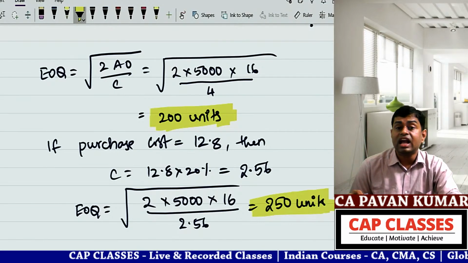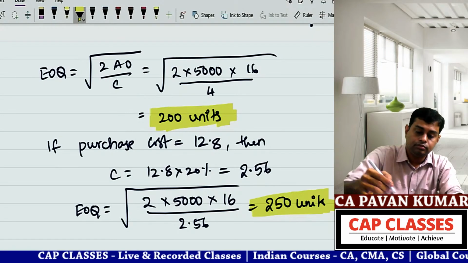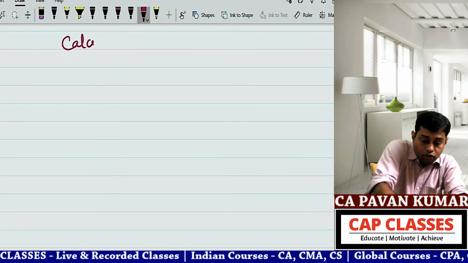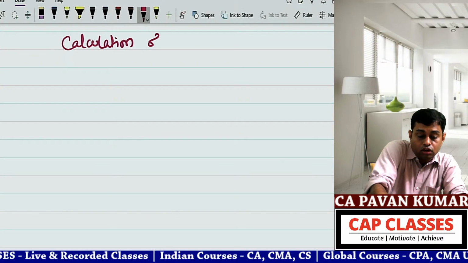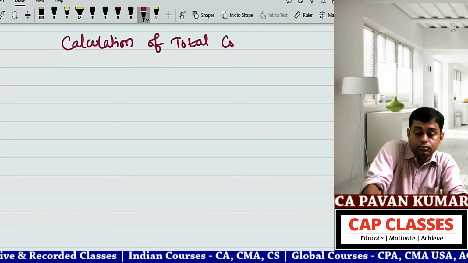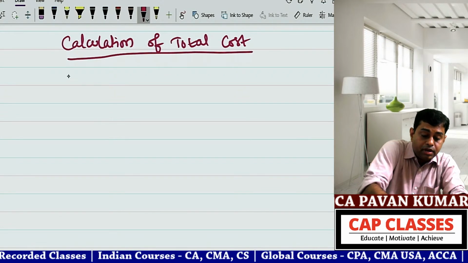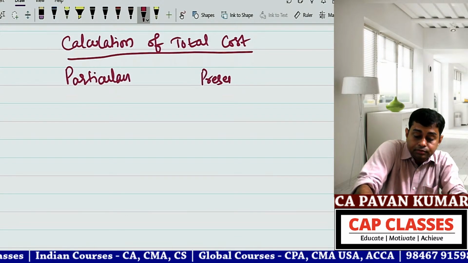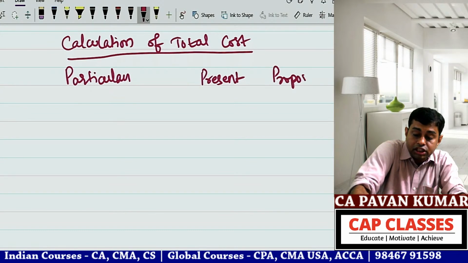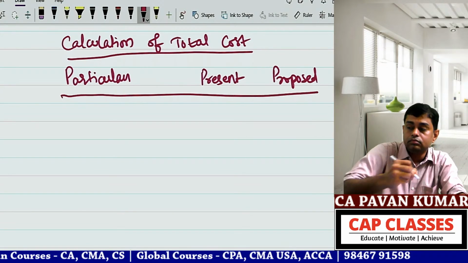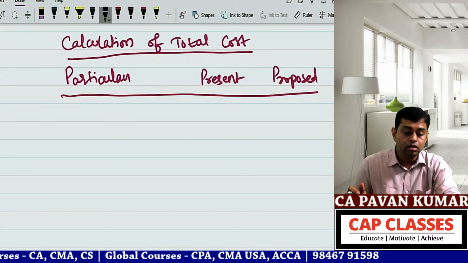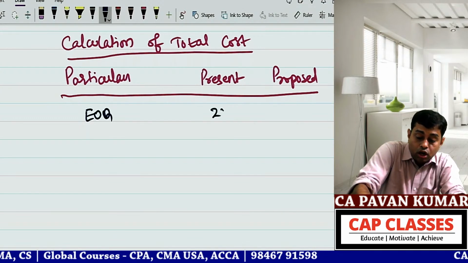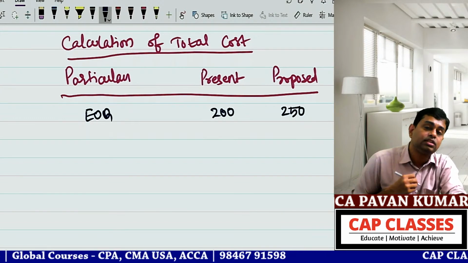Okay, then write down the calculation of total cost. Particulars, present situation, proposed situation. EOQ: 200 kgs, 250 kgs.